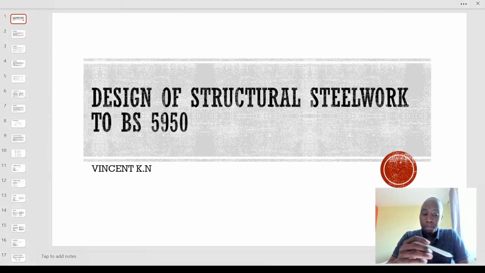And design of structural steel is not something that is new to you because you did that at your diploma level, I believe. So some of the things will be direct. For example, some formulas that you obtain from structural analysis. The formulas and equations that you obtain from structural analysis will be very key here.